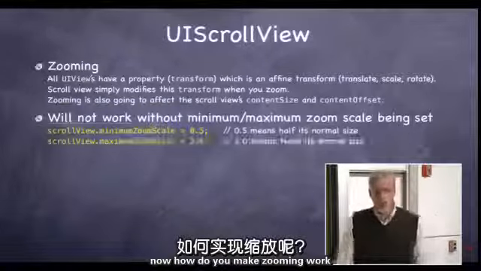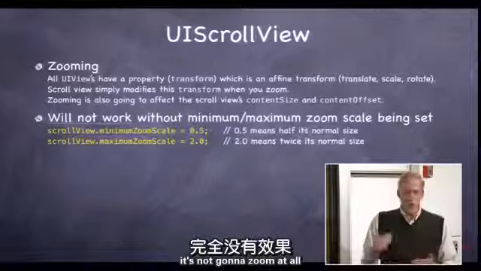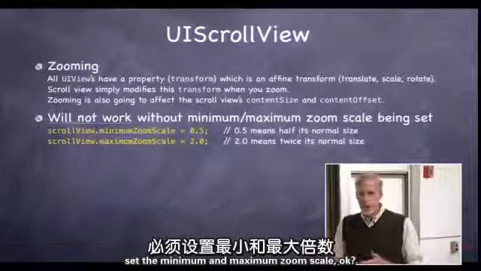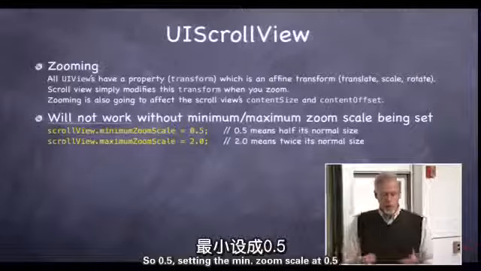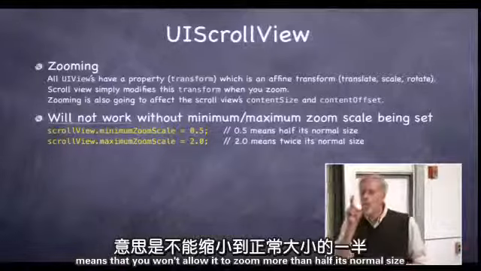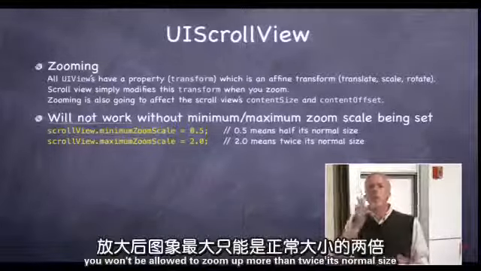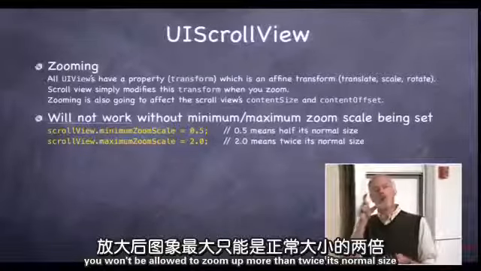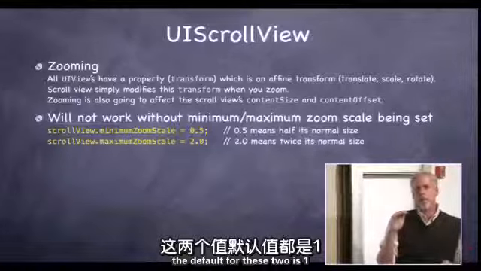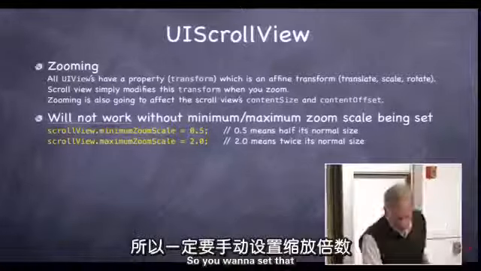Now, how do you make zooming work? There are some things that if you don't do, it's just not going to zoom at all. One thing you have to do is set the minimum and maximum zoom scale. Setting the min zoom scale to 0.5 means that you won't allow it to zoom smaller than half its normal size. And then setting the max to 2 means you won't be allowed to zoom up more than twice its normal size. The default for these two is 1, which means no zooming. So you must set that.